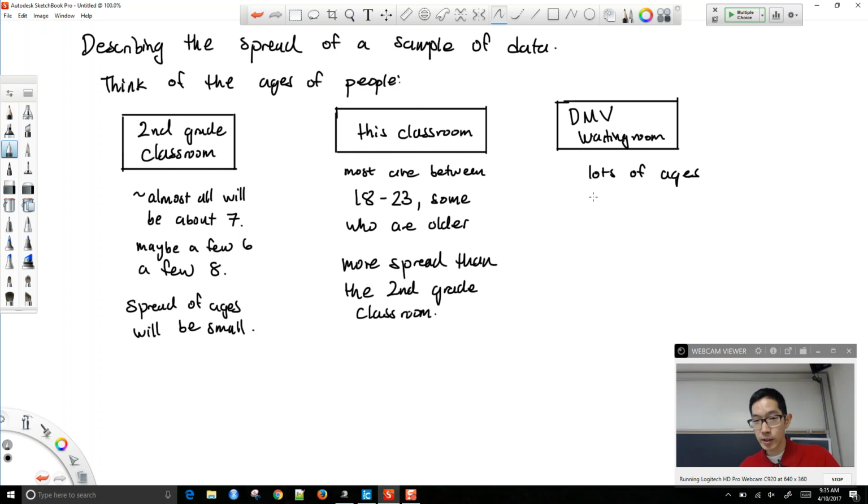We have teenagers getting their licenses. We'll also have middle-aged people registering vehicles and taking care of stuff like that. We'll have seniors. And some of these middle-aged people might have their kids, or we might have young parents bringing their children along, so there could also be children. At the DMV waiting room, you have a very high amount of spread as far as ages go.